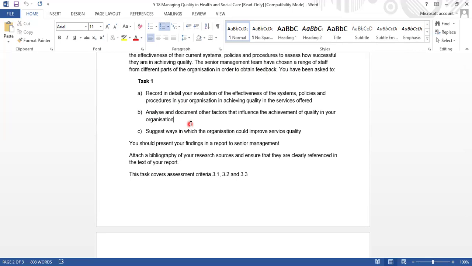So yeah. And then in the third one, it's suggesting ways in which the organization could improve. So this item now, for example, this one says the service user expects individuals to be properly informed about their processes and procedures. So I'm going to now explain how we do that, isn't it?